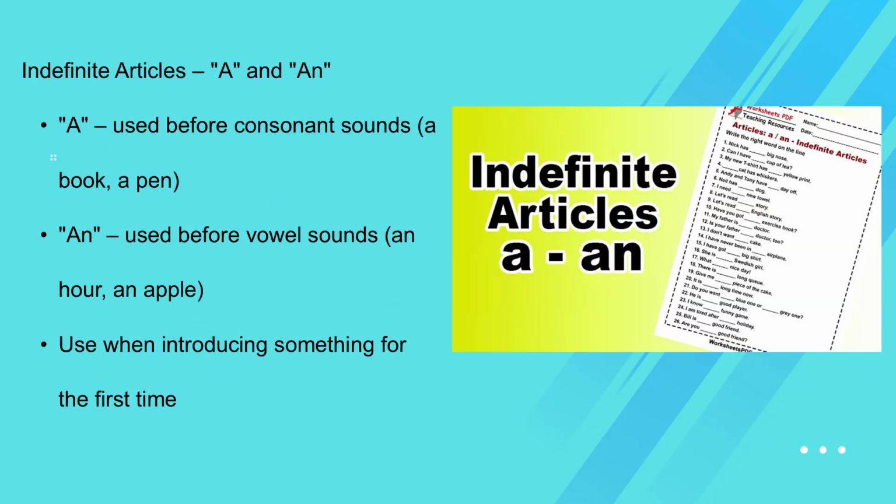Indefinite articles, a and an. Let's talk about a and an, the indefinite articles. Use "a" before consonant sounds like a pen. Use "an" before vowel sounds like an apple or an hour. These are great when introducing something for the first time. They point to something not yet known or identified.